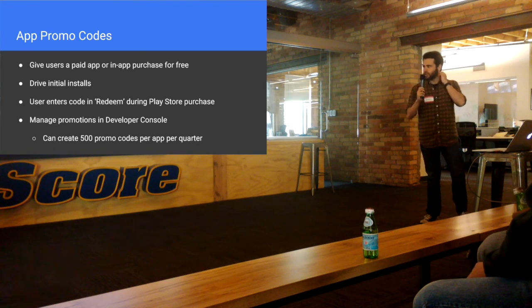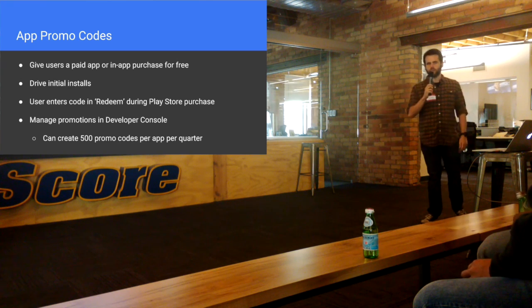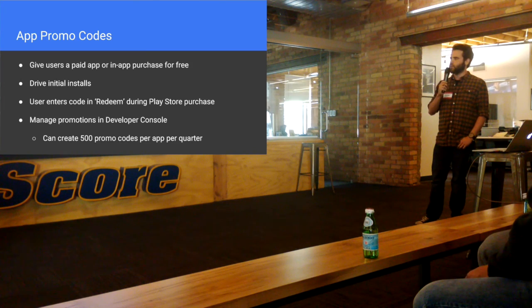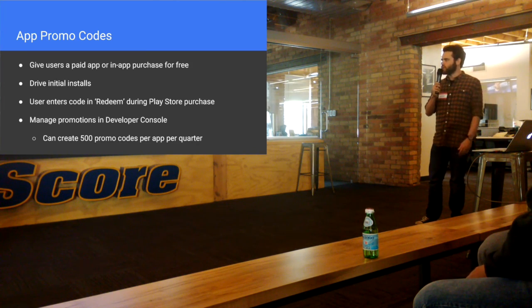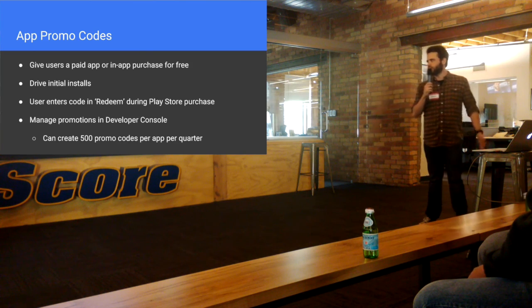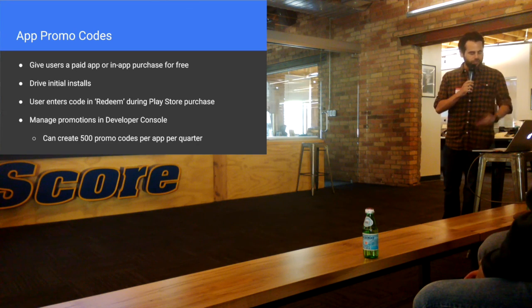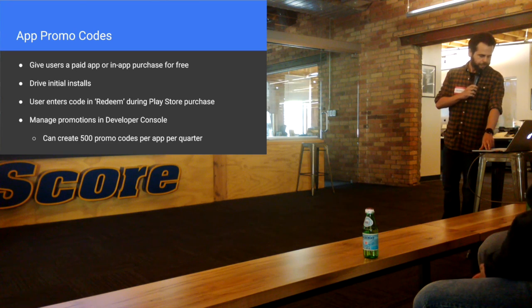And these are managed in the Google Play Developer Console, which I'm sure we're all very familiar with. You can create 500 promo codes per app per quarter. So I guess 2,000 a year. So hopefully you get the money from 2,000 apps, but you can if you like.